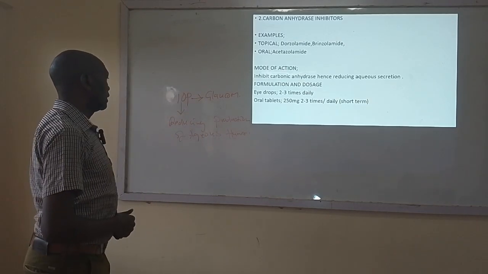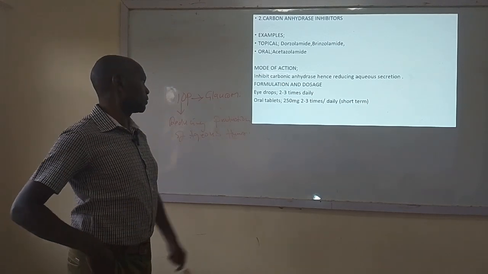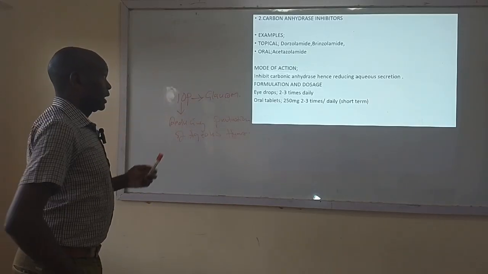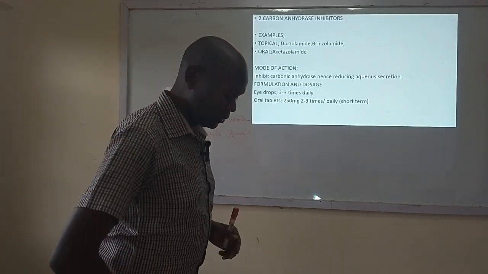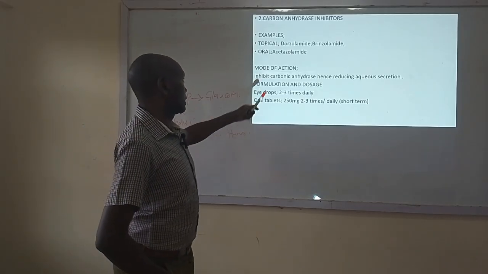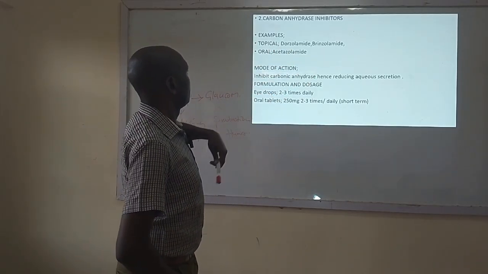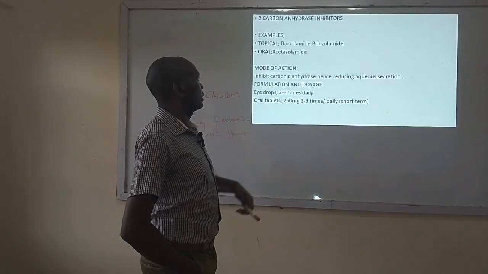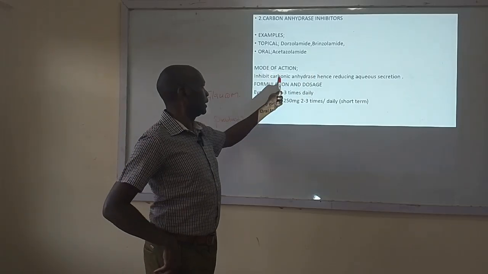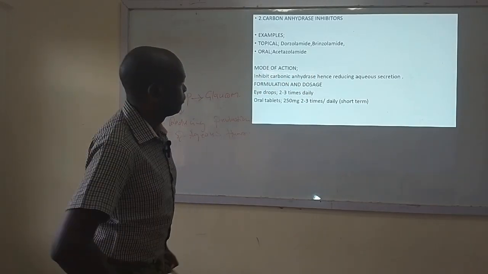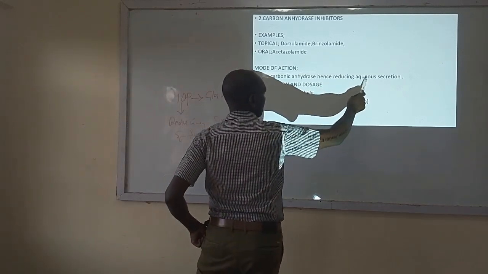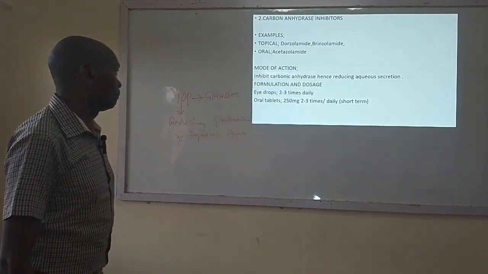So we can reduce production of aqueous humor by blocking this enzyme, because that enzyme has a significant role in production of aqueous humor. Examples of drugs we use are dorzolamide and brinzolamide, and orally we have acetazolamide. So the mode of action is just to inhibit carbonic anhydrase. This is an enzyme, so by inhibiting it, we are effectively reducing aqueous humor secretion.